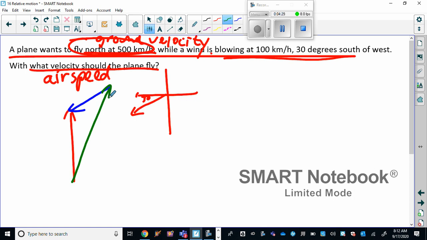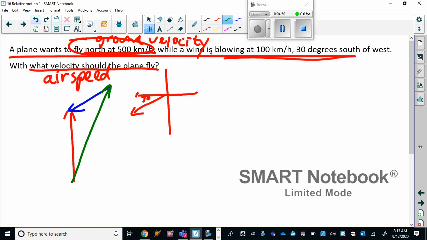Let's look at that diagram and notice that the resultant vector, I said that the 500 kilometers per hour is the resultant vector, and it is tail, tail, tip, tip, as all our two-dimensional vector problems are. Okay, so that totally works.